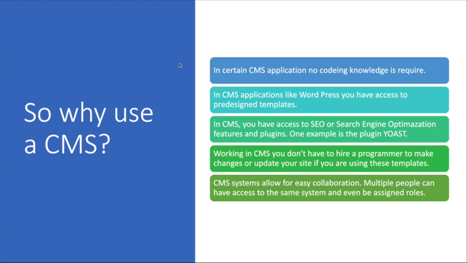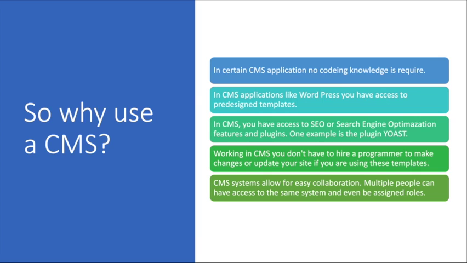Why would we want to use a CMS? Well, in certain applications, a CMS doesn't actually require you to know any code. A lot of it's just plug and play, drag and drop. It's really simple. We like code in this class because it offers us a lot of flexibility and we can make the program or the website do what we want it to. In a CMS application like WordPress, you have access to pre-designed templates. In fact, every year WordPress comes out with its own new template: the 2011 theme, the 2012 theme, 13, you get the idea.